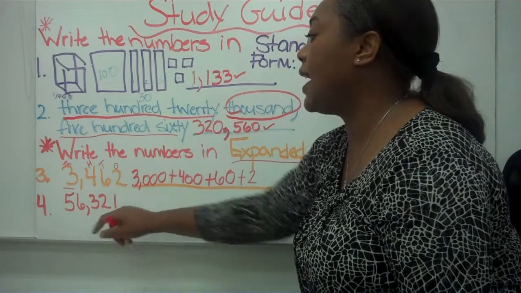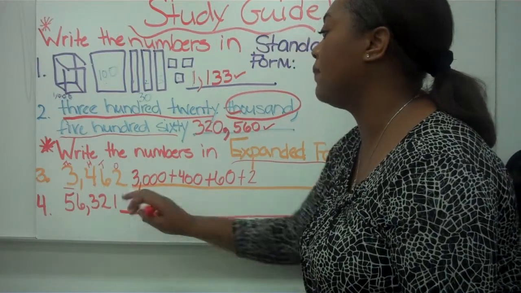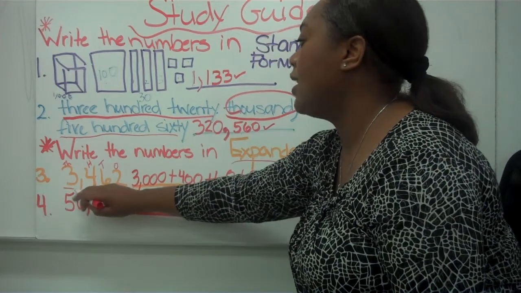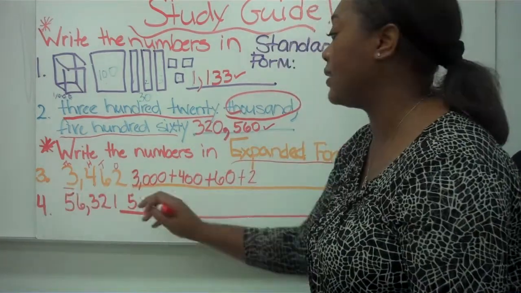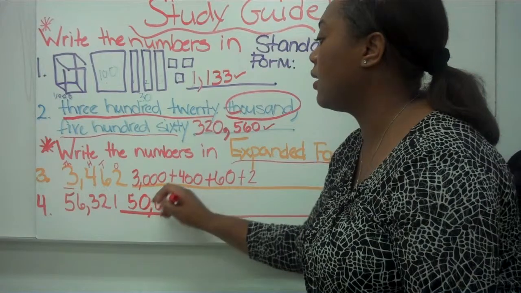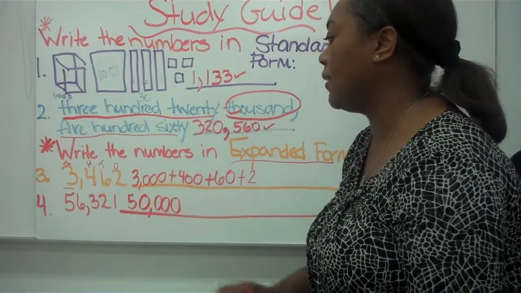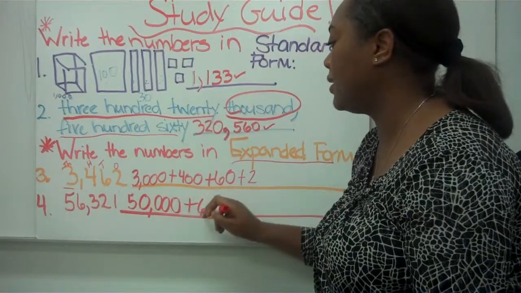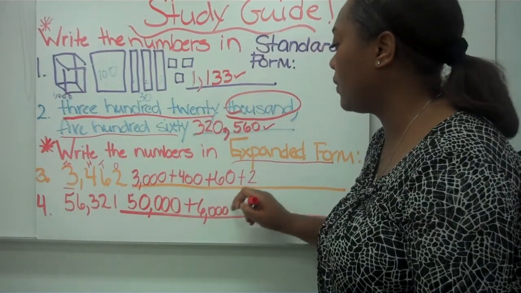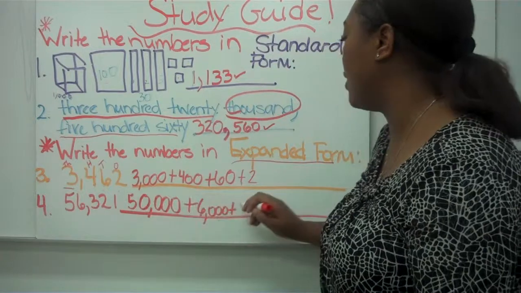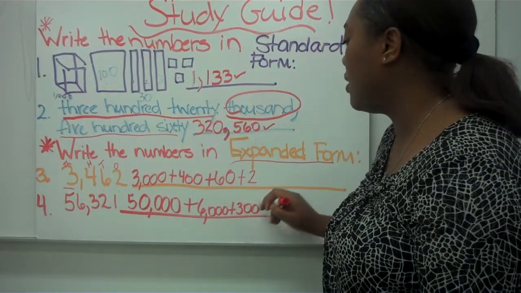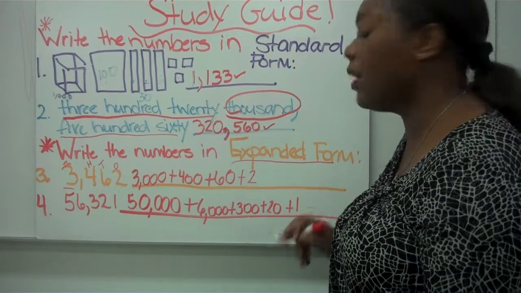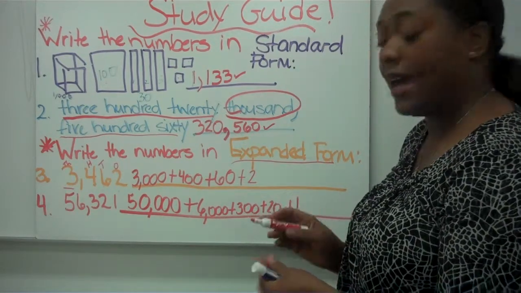We've got 56,321. So the 5 is in the ones, tens, hundreds, thousands, 10,000s place. So this is worth 50,000. Plus 6 is in the thousands place, 6,000. Plus 3 is in the hundreds place. Plus 2 tens, which is 20. Plus 1. And this is written in expanded form.